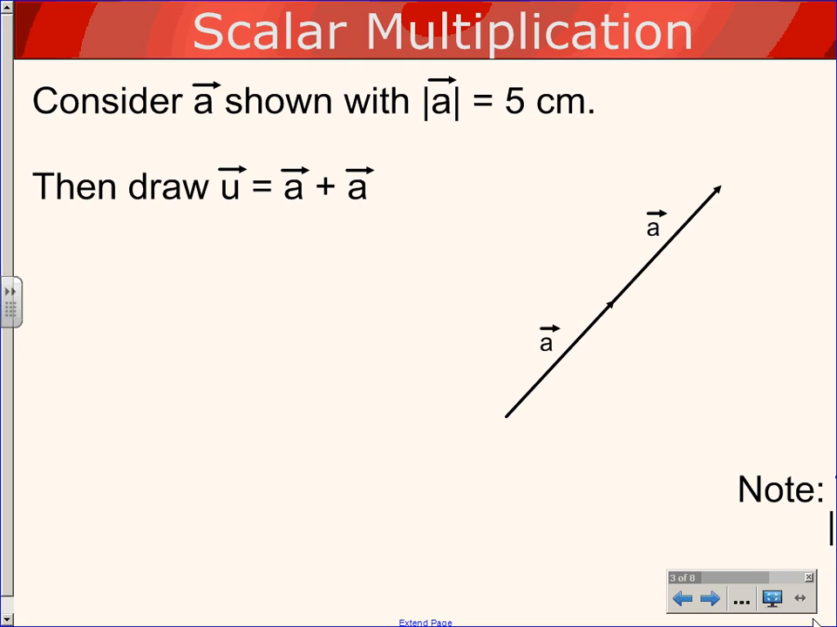Vector U was supposed to be A plus A. So I could draw it this way maybe for us. That whole thing would be called vector U. So this is absolutely correct. I mean, we've managed to do this just by adding vectors together. But you can probably imagine if I was going to add a whole bunch of vector A's, this wouldn't be a great way to write it.